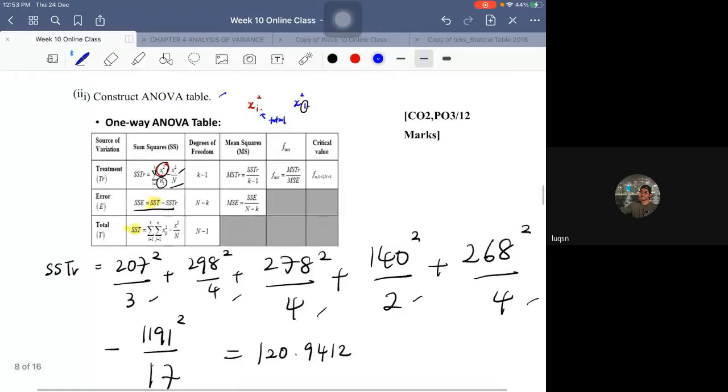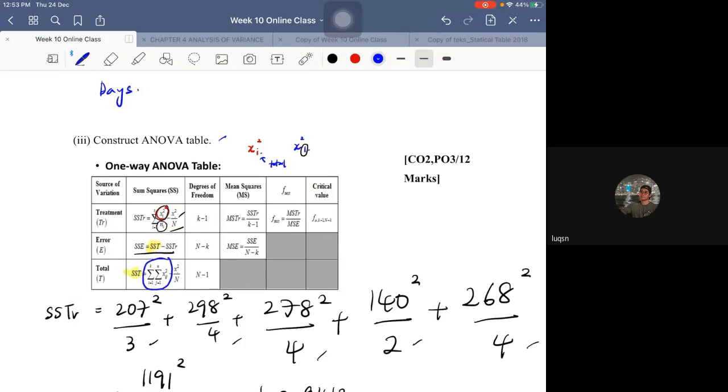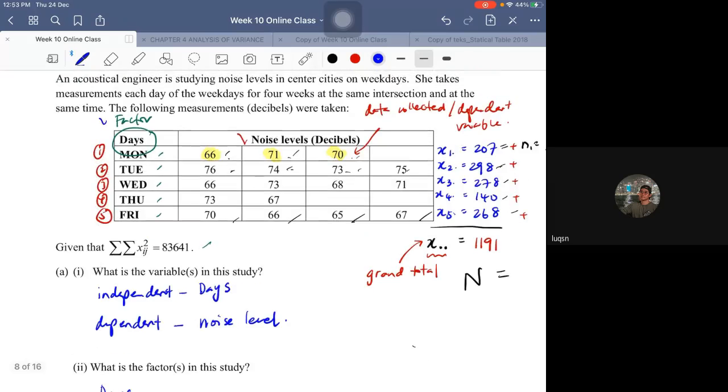But luckily, this bit of the formula, which is the summation of each of the data being square, is already given over here. So the value is going to equal 83641. So actually what you have to do if the value is not given, you have to square all of this. So you can have 66 square plus 71 square, each of the data until the last one, which is going to be 67 square. So there are 17 samples altogether, meaning that you have to square each of them and add them up for all 17 numbers. That is definitely going to be a lot of work.